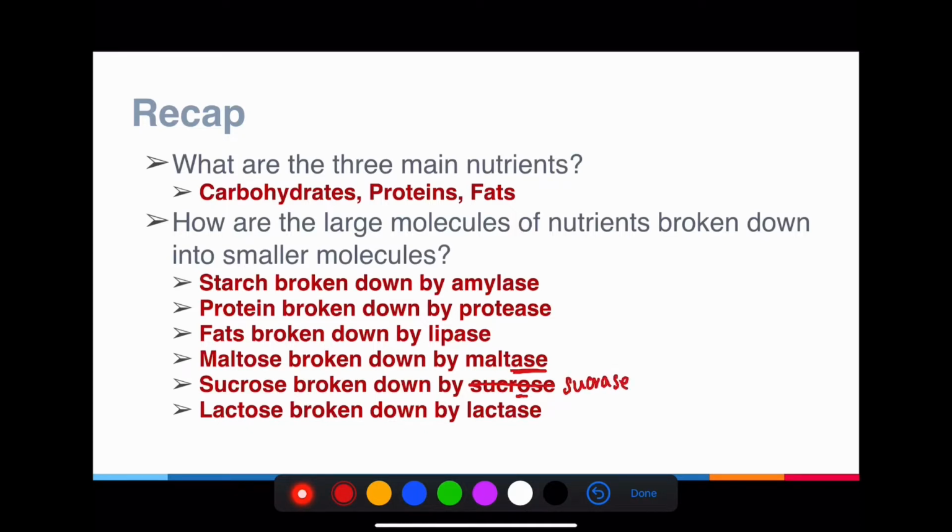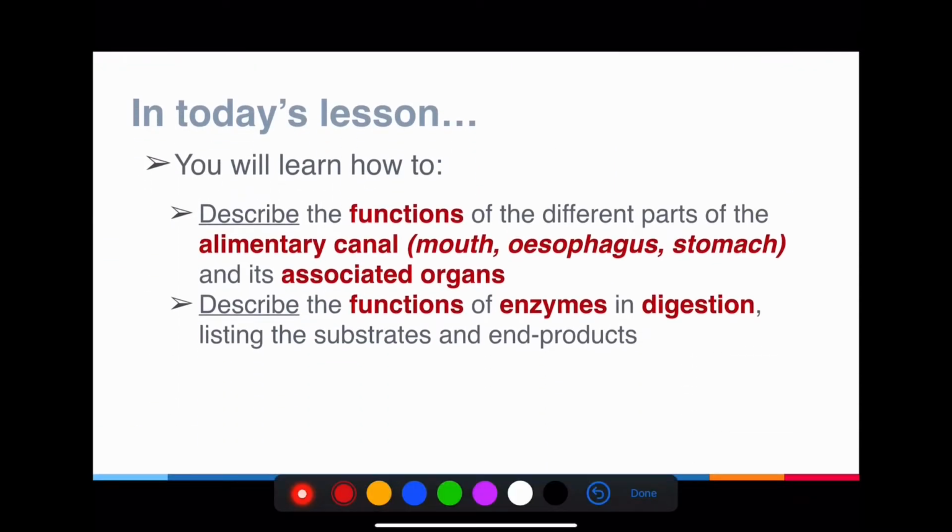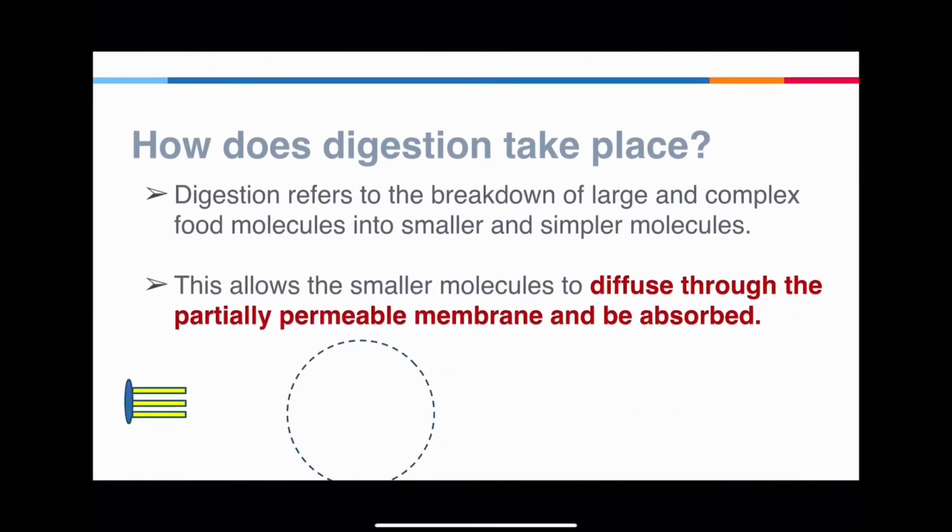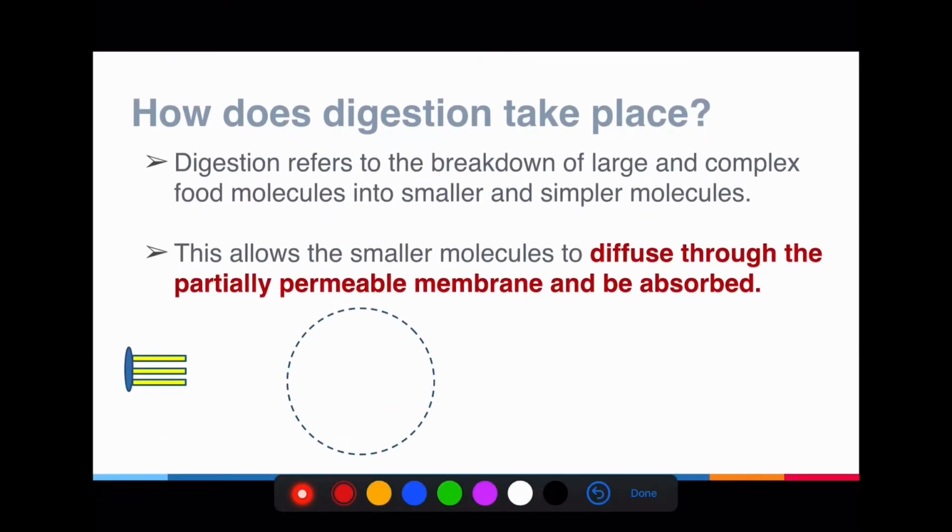More importantly, understand that all these processes are what I call digestion, because it involves large molecules of nutrients being broken down into smaller molecules. In this lesson, we are going to learn about how digestion happens at the different organs and what enzymes are involved. To set the context, digestion refers to a process whereby larger molecules are broken down into smaller and simpler ones. The purpose is to allow the smaller molecules to diffuse through the partially permeable membrane of the cell and be absorbed inside.